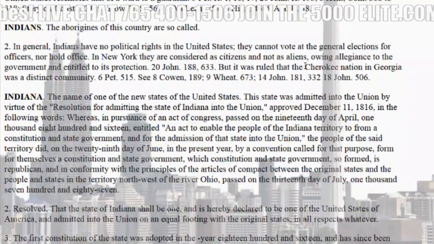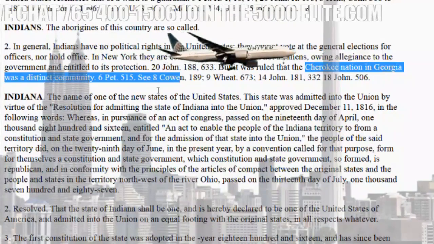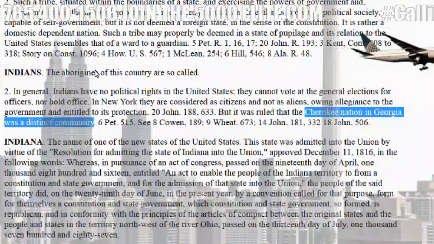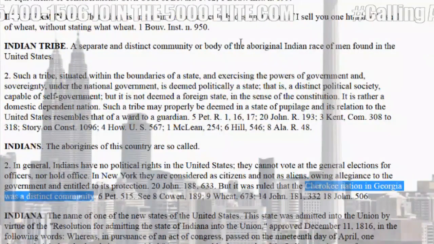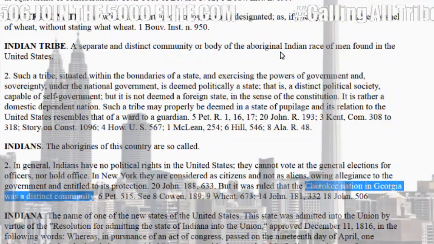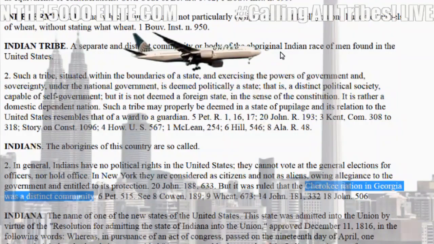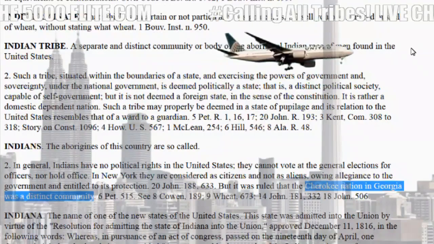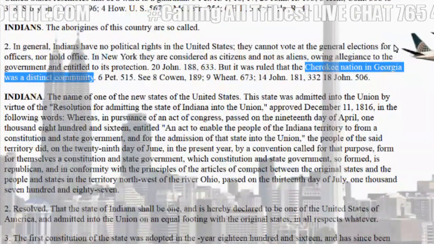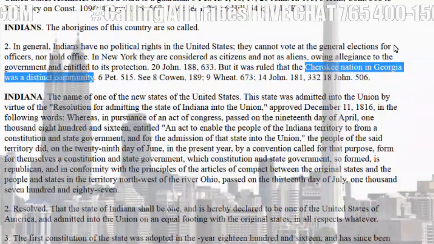And you see right there, sister, says the people in Georgia is a distinct community. That comes under this Indian tribe, which is a separate and distinct community or body of the Aboriginal peoples in America, I'm going to say. And the United States, everywhere. In Peoplestown, absolutely in Peoplestown. Get all specific with it. So that's the realities right there. And that's a distinct and separate community.